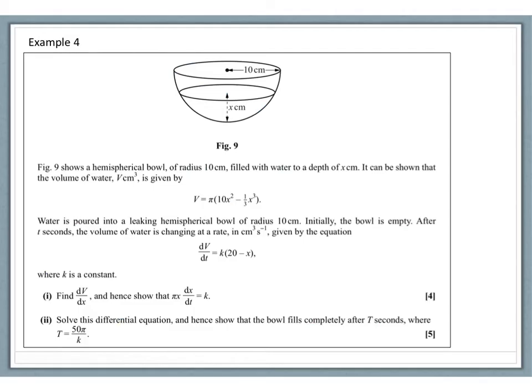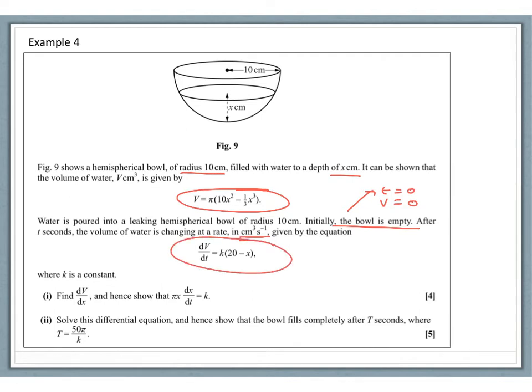So example 4, we have a hemispherical bowl of radius 10 centimetres filled with water to a depth of x centimetres. It can be shown that the volume of water is given by this result here. Water is poured into a leaking hemispherical bowl. Initially, the bowl is empty, so we know when t equals 0, v equals 0. After t seconds, the volume of water is changing at a rate given by this equation here, where k is a constant. So we need to find dv by dx and show that this result is true.